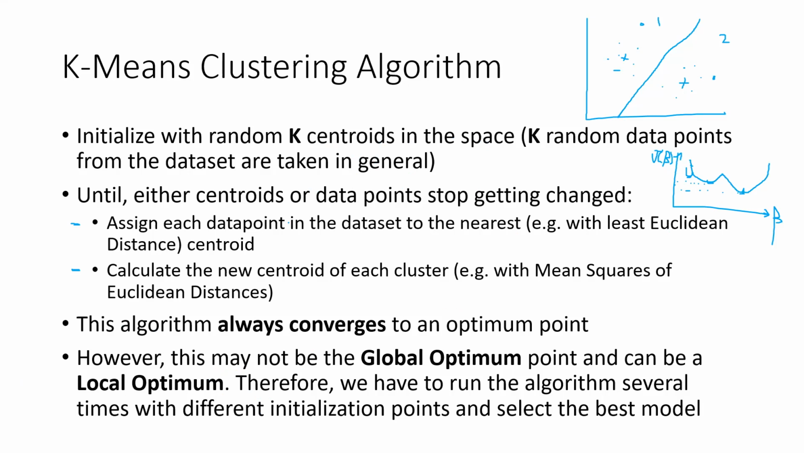So you can run this clustering algorithm for different k values, and for each of the k values you can also run it with different initialization points or different random centroids, and then you can find the best way to make the clusters, right?